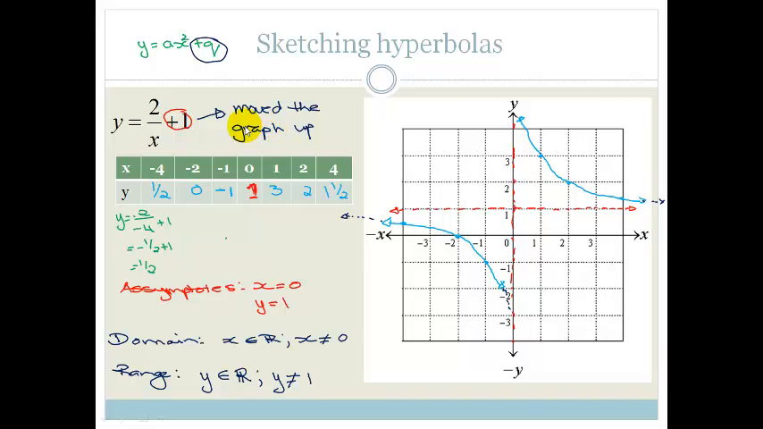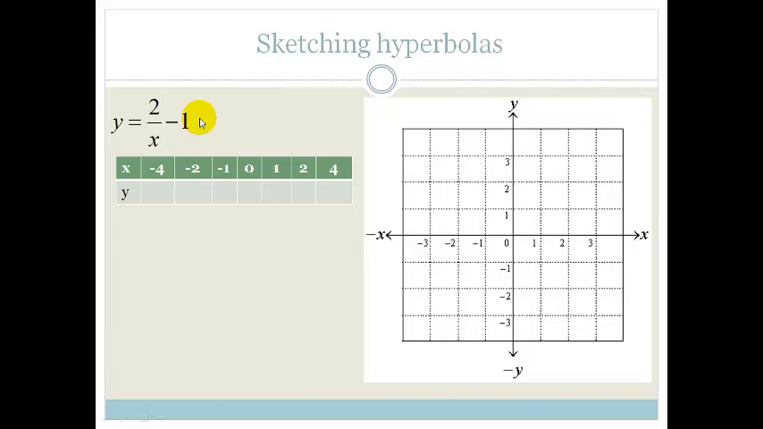Okay, let's look at the next one. This time we've got minus 1. So what do you think it's going to do? It makes sense that it should move this graph down. But let's check it and do the numbers. So y is equal to 2 over x minus 1. It's going to be 2 divided by minus 4, minus 1, which is minus 1.5. Then 2 divided by minus 2 is minus 1, minus 1 is minus 2. 2 divided by minus 1 is minus 2, minus 1 is minus 3.